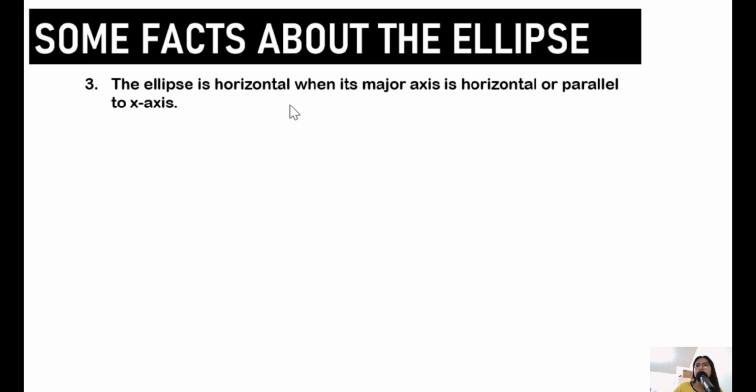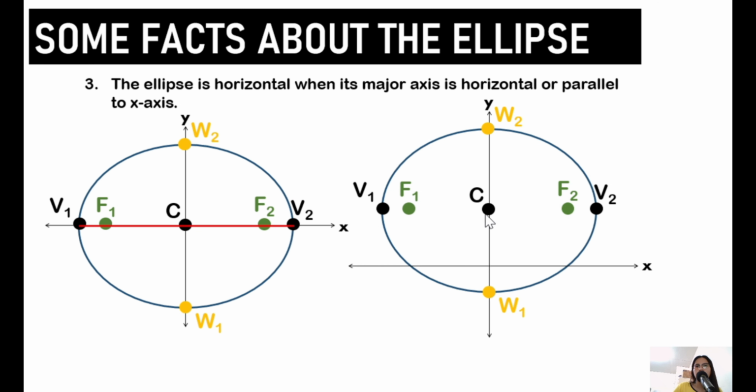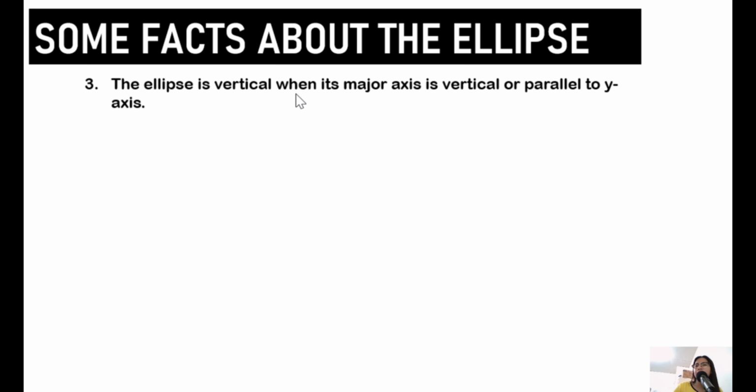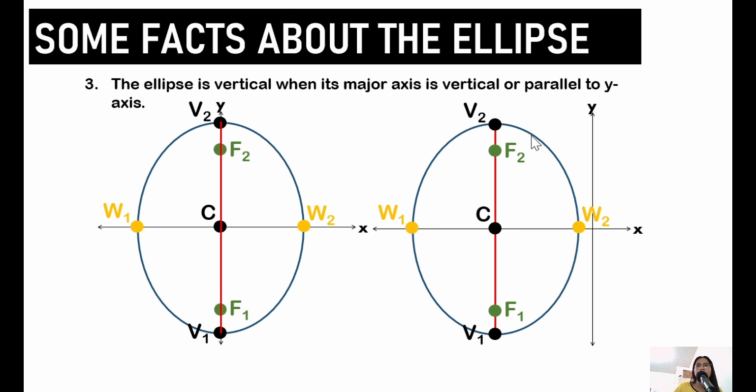Number 3, the ellipse is horizontal when its major axis is horizontal or parallel to x-axis. Okay, so kani siya horizontal man, no? Ang atong major axis ani horizontal. So, kung ingani pod, wala pod diri sa origin ang atong center, ingani siya. It's parallel sa atong x-axis. Okay? Next, the ellipse is vertical when its major axis is vertical or parallel to y-axis. Okay, so kung ingon ani ang itsura, kung atong major axis kay vertical siya, or kung parallel siya sa atong y-axis, so, ang atong ellipse kay vertical. Okay.